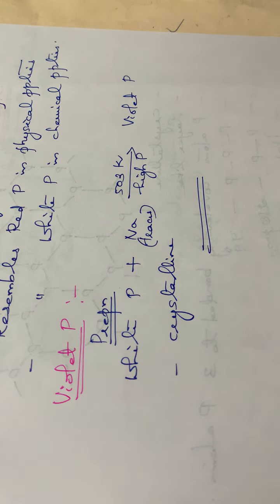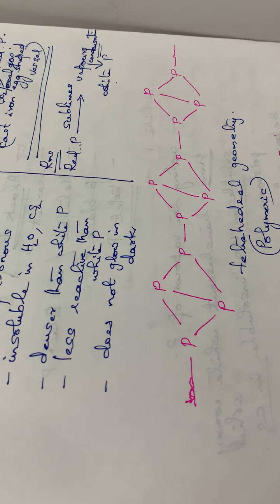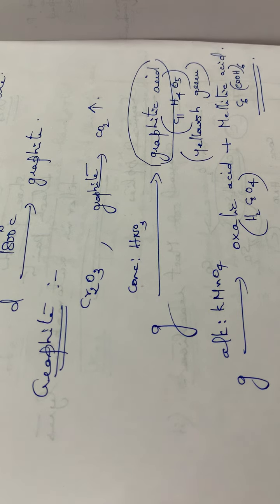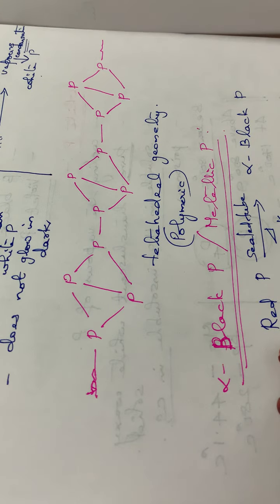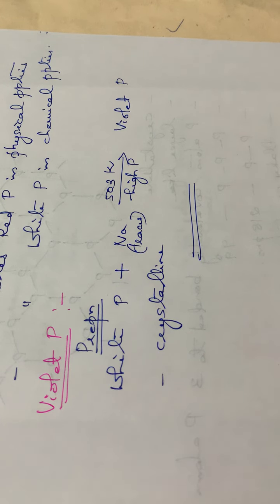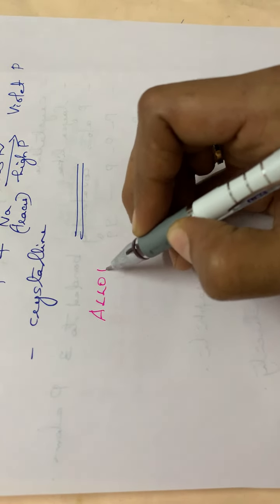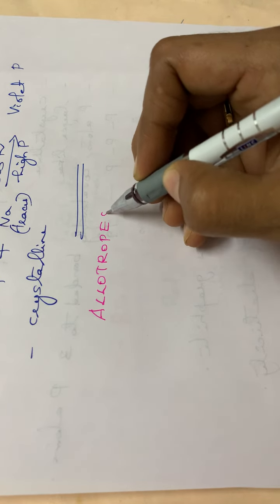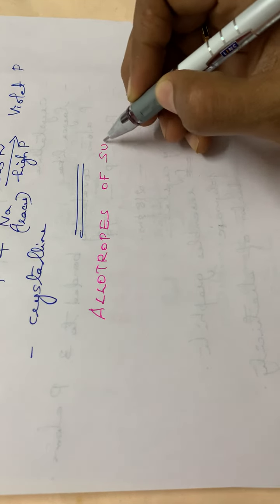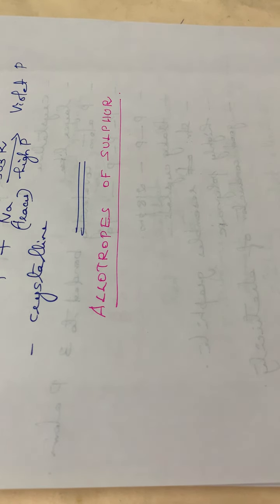So these are the different allotropes of phosphorus that you have to study. Hope you are clear. You have to study red, white and black phosphorus, and among that alpha black, then beta black, then scarlet phosphorus and violet phosphorus. Then the next one, coming to allotropes of sulfur.